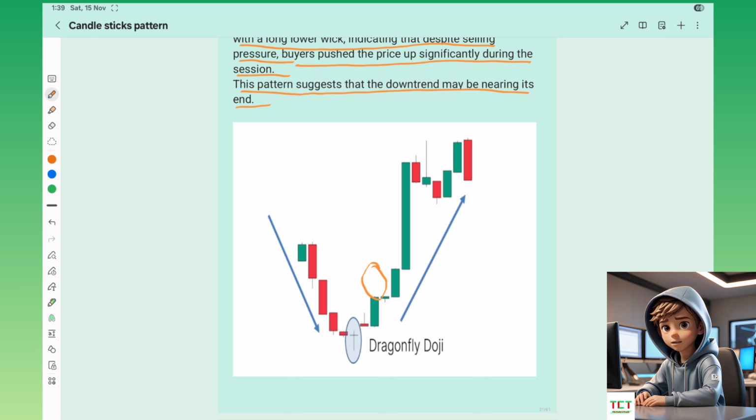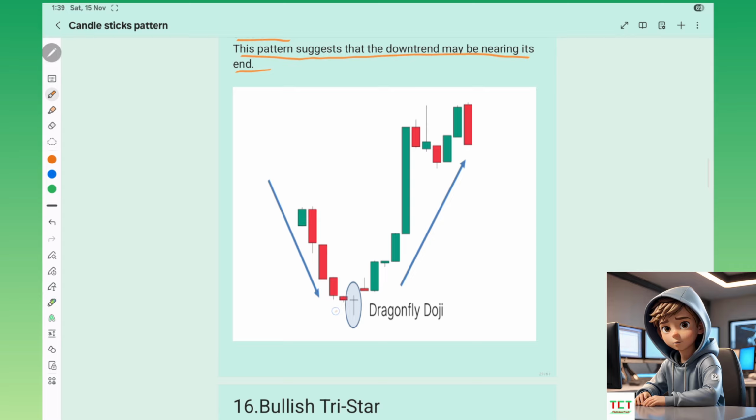If it appears in an uptrend, it doesn't have the same meaning. So whenever you see that T-shaped candle with a long lower tail at the bottom of a falling market, you know that's a dragonfly doji telling you that buyers are stepping in and a reversal might be coming.